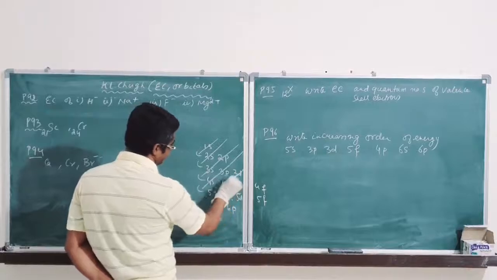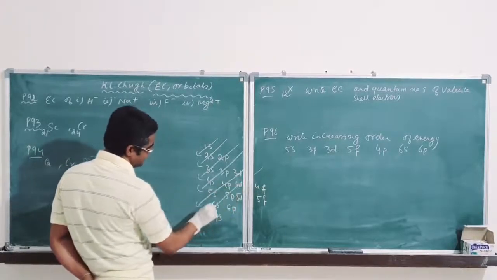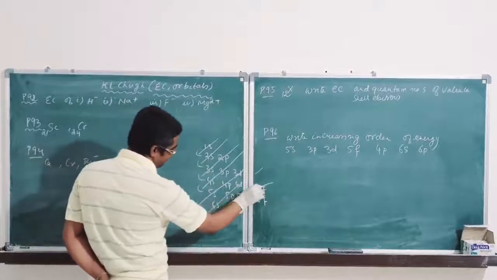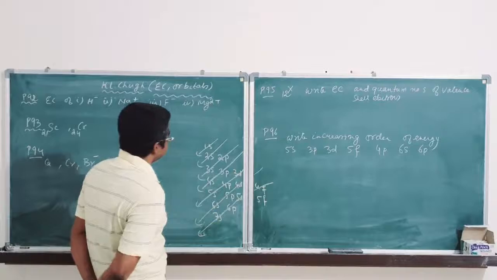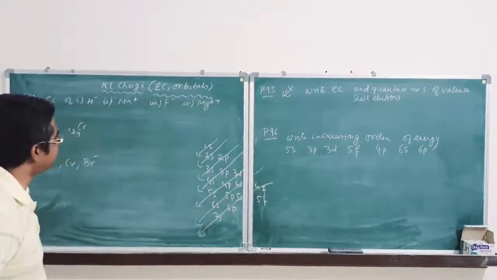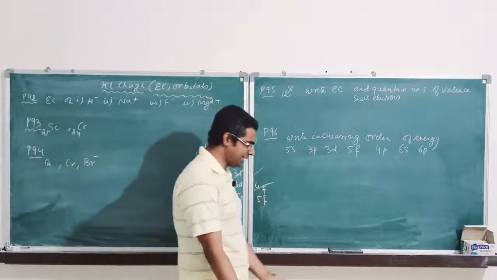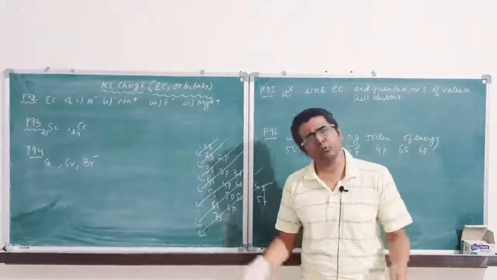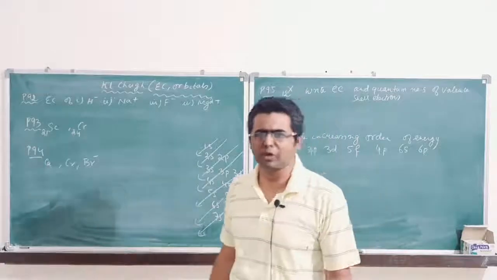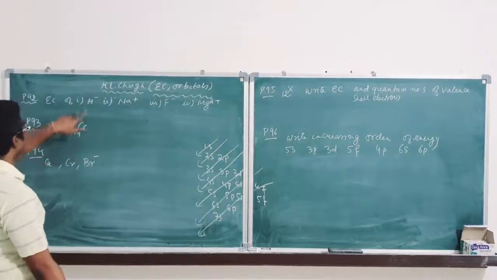4s 3d 4p 5s, then your 4d 5p 6s, then 4f 5d 6p 7s, ठीक है. So this is it, clear? So this is the chronology. 1s 2s 2p 3s 3p 4s 3d. अरे 3d तक तो almost सब कुछ हो ही जाता है यार, more or less. उसके बाद थोड़ा बहुत लगता है, तो करते करते आपका हो जाएगा.